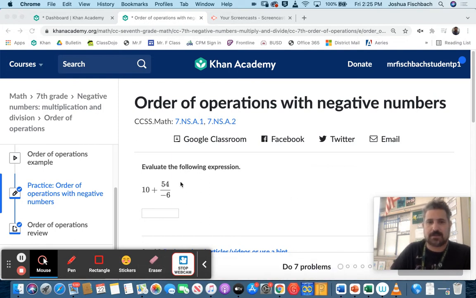In this case, it says evaluate the following expression, 10 plus the quantity of 54 divided by negative 6. Now you can write this in lots of ways.